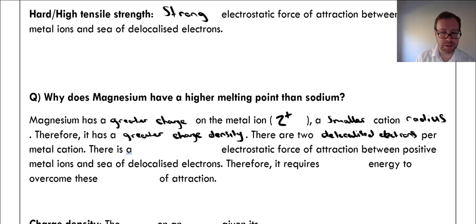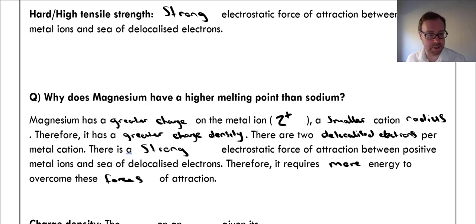Right, so that means there is a strong electrostatic force of attraction between positive metal ions and delocalized electrons. Therefore, it requires more energy to overcome these forces of attraction when we compare it to sodium. Okay, so we've got 3 different points here. The metal ion has a greater charge, the metal cation is also smaller, and we've also got more delocalized electrons per metal cation.